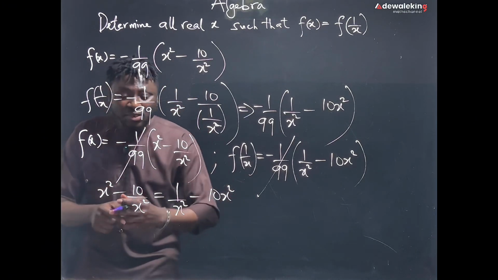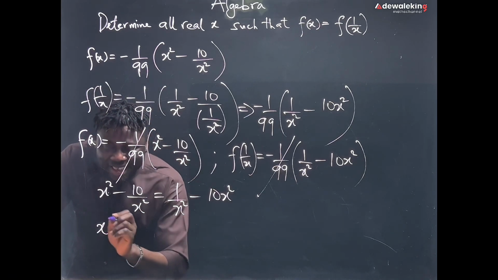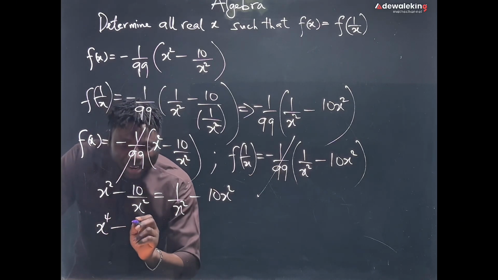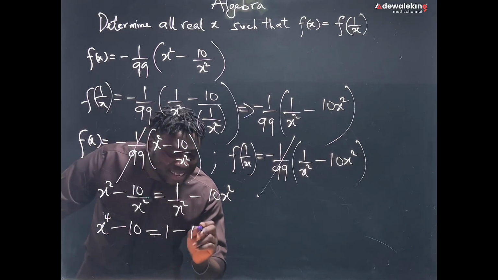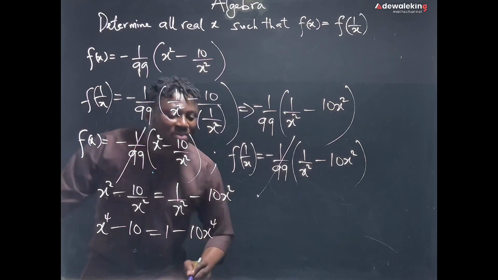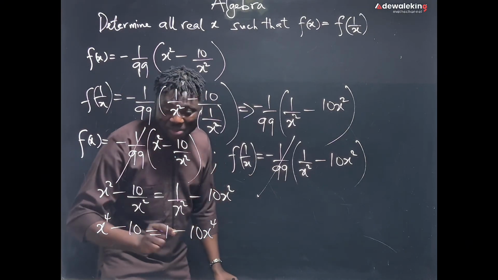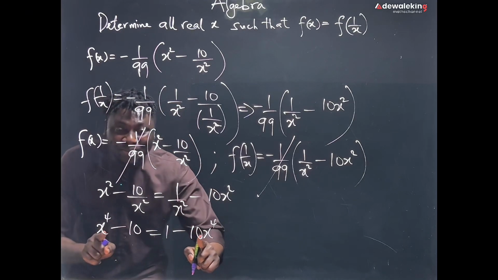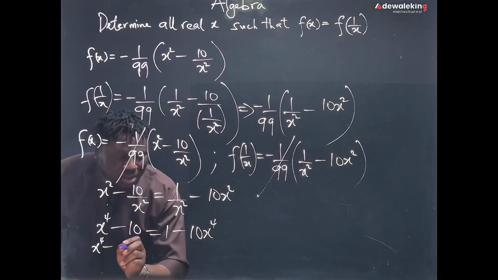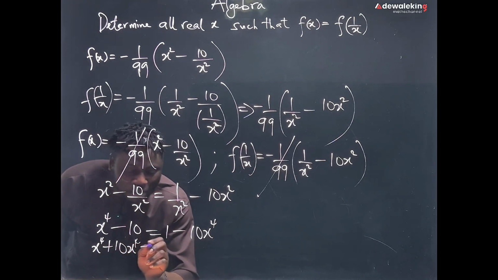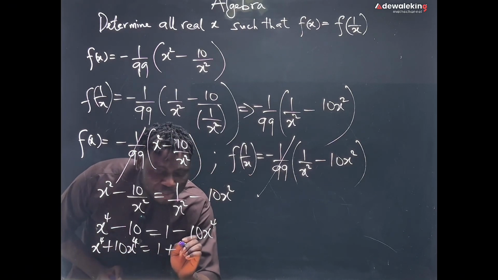So multiplying both sides by x squared, the equation becomes x raised to power 4 minus 10, which is equal to 1 minus 10x raised to power 4. So this becomes a new equation. From here, we can collect the x raised to power 4 terms together as x raised to power 4 plus 10x raised to power 4, which is equal to 1. Take the 10 to the other side, and that will be plus 10.